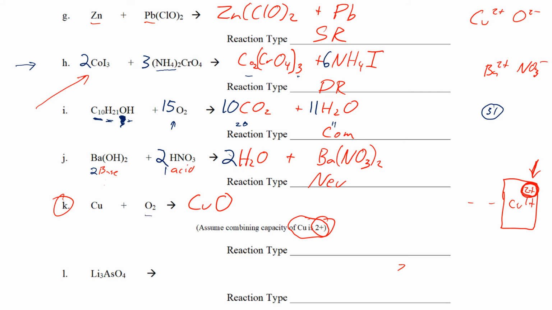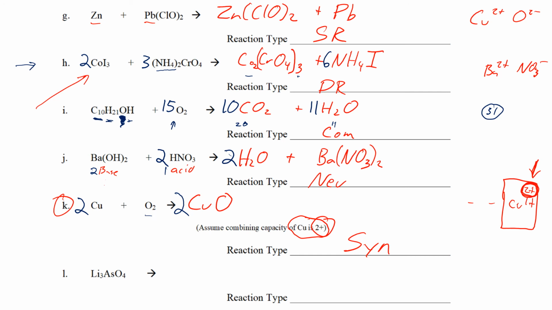Balancing, we have 2 oxygens here, so we're going to place a 2 right there. Now we have 2 oxygens. We messed up the copper though, and so we're going to place a 2 right there. So now it's all balanced. These are 2 single elements coming together, so this is called a synthesis. Okay.